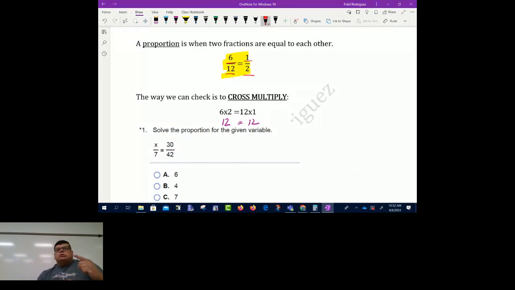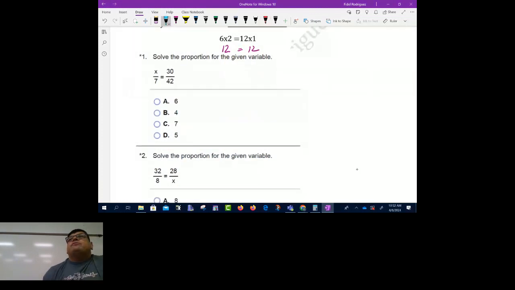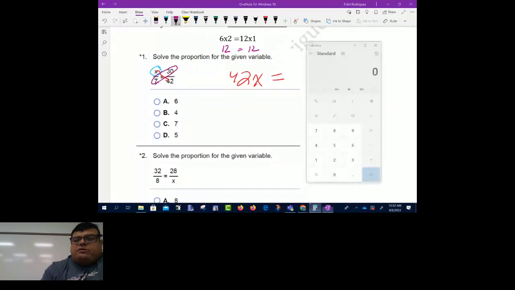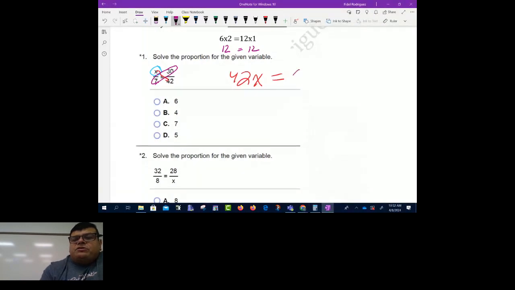Okay. So, y'all, the way we solve proportion problems, the way we figure out what is the missing value here, is we're going to cross multiply. So first thing I'm going to do is say x times 42. That's just going to be 42x, y'all. Then I'm going to multiply the other way. 7 times 30. So look, guys, I'll take my calculator. 7 times 30. That's going to give us 210.